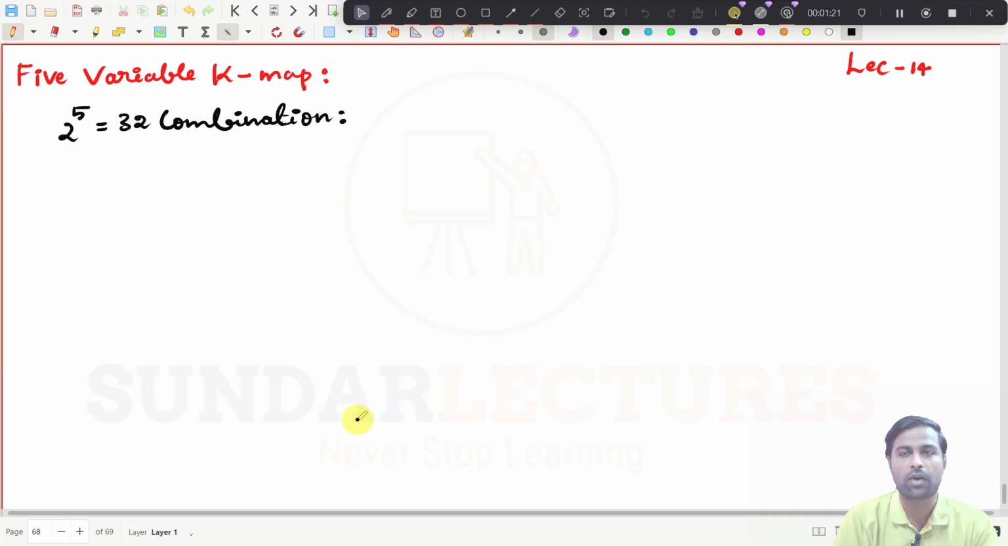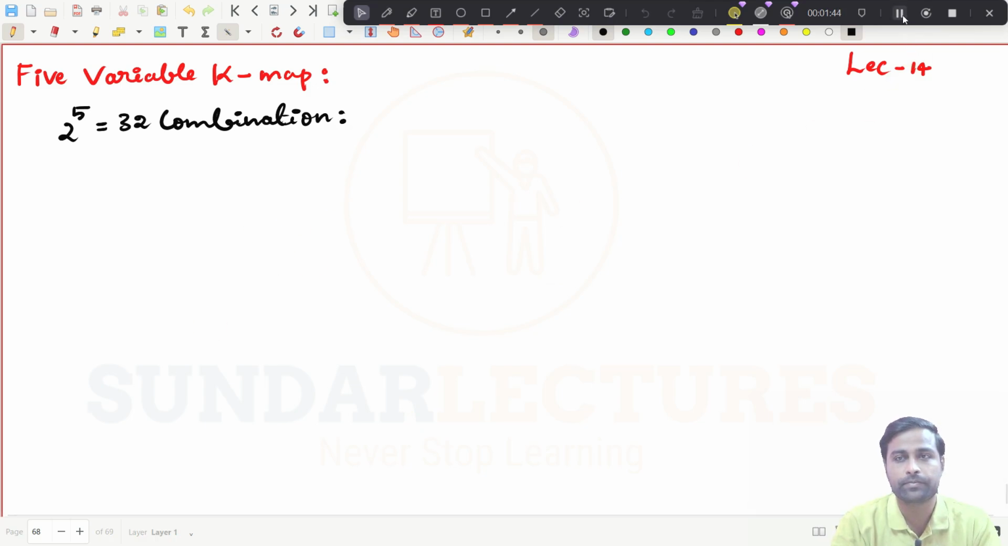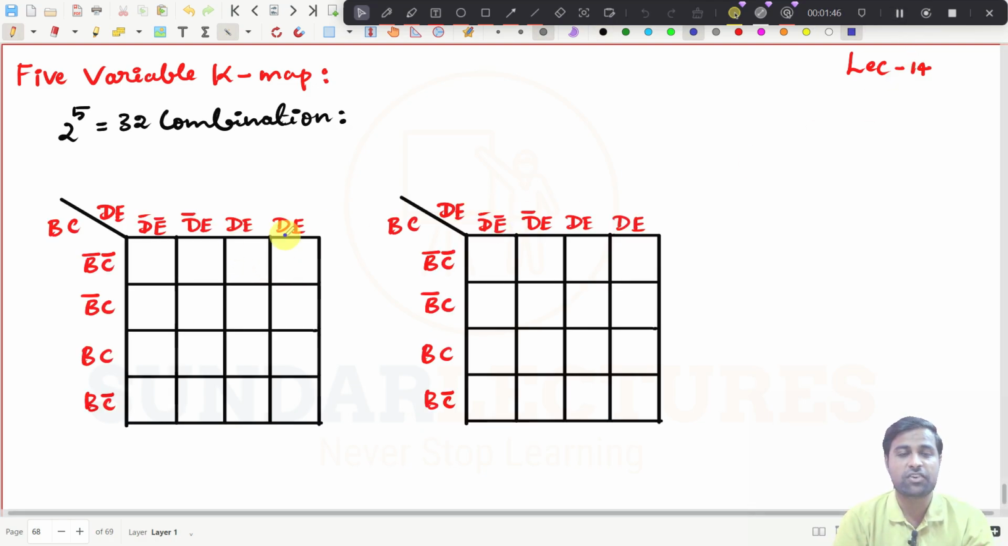So what we will do now is go for two different 4 variable k-maps. How many combinations will be there in one 4 variable k-map? You will have 16 combinations, and obviously in two 4 variable k-maps you will have 32 combinations. First, I will draw the Karnaugh map here. See here, I have just drawn the two Karnaugh maps.